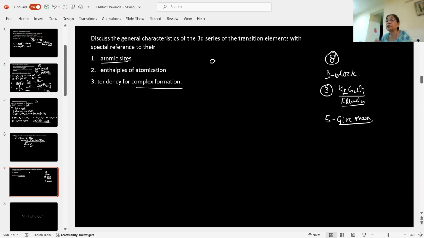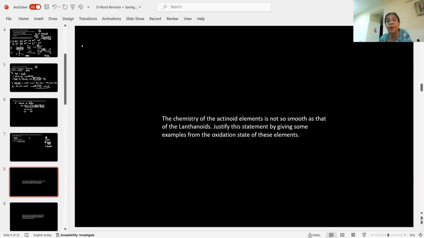Atomic sizes generally decrease, then there is an irregular decrease. Initially it decreases, then it becomes almost the same. Then when you go to zinc, the size actually increases. So all these are very common things. They will definitely be asked somehow or the other. Tendency to form complexes, 3 reasons: small size, high nuclear charge, and vacant orbitals. The same question is asked several times.